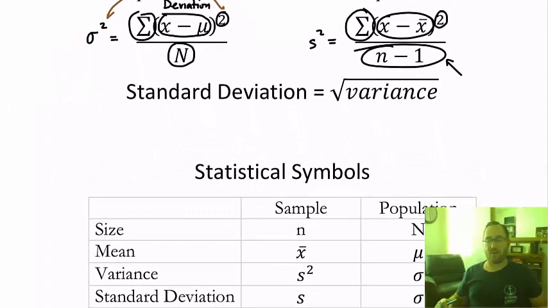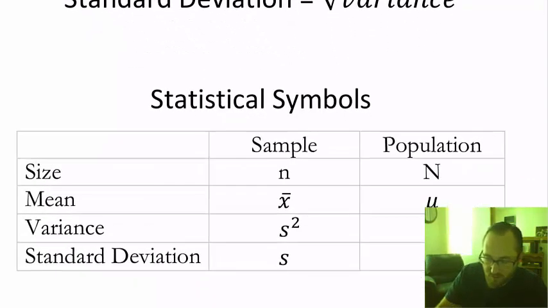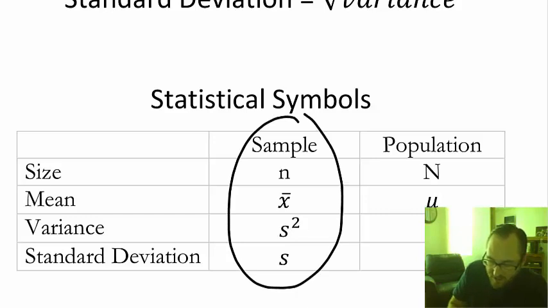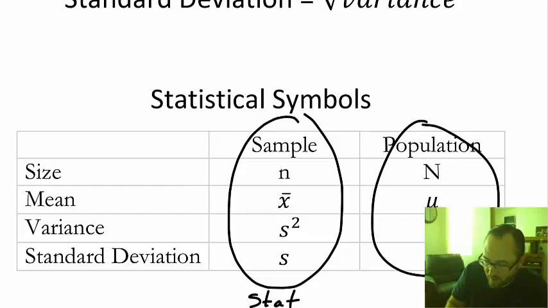So this is just an overview of this topic here, and then down here at the bottom, I have the different symbols you want to look for. Again, basically coming from our alphabet are our stat symbols. So stat symbols. And then over here are our parameter symbols.